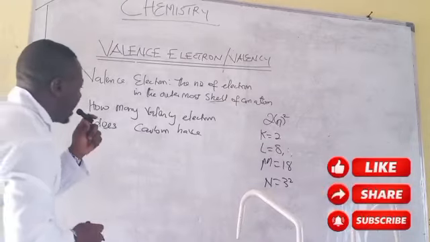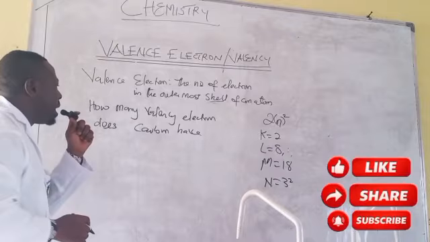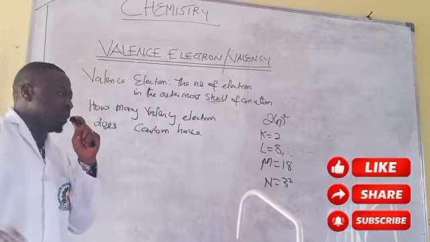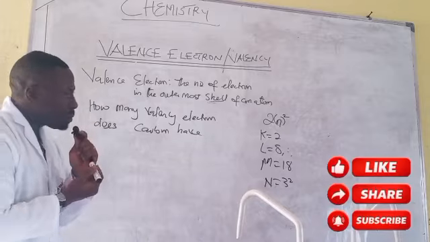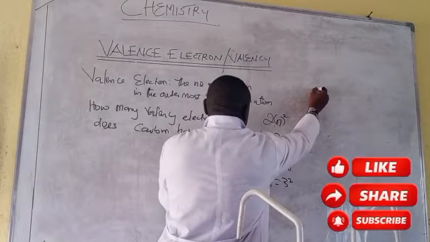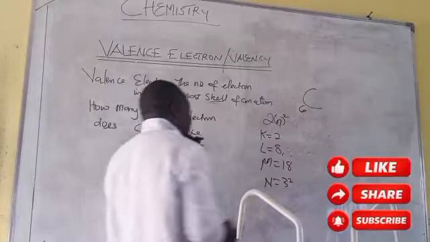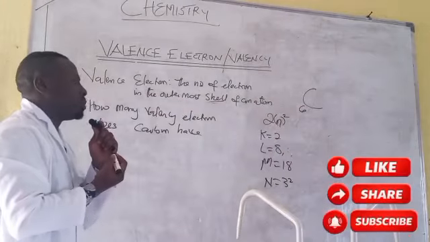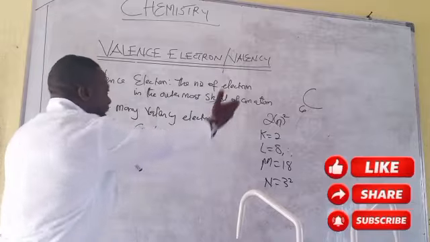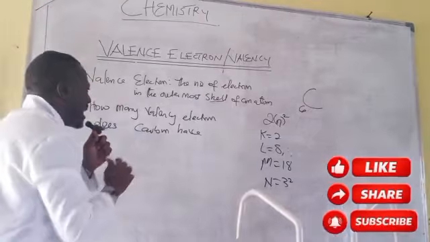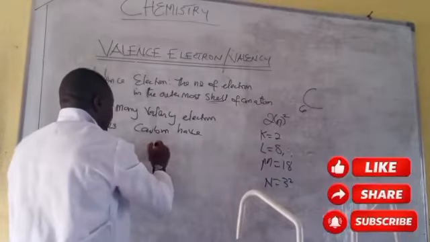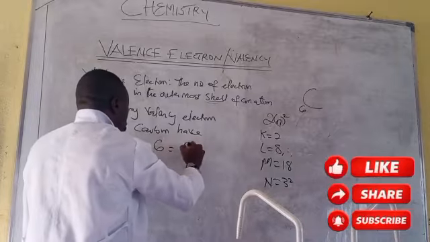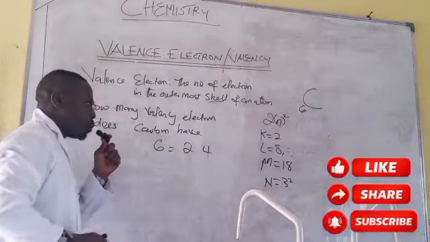How many valence electrons does carbon have? Now let's solve this, please. Carbon is a non-metal. It belongs to group 6 in the periodic table. Carbon is atomic number 6, and its configuration is 2, 4.